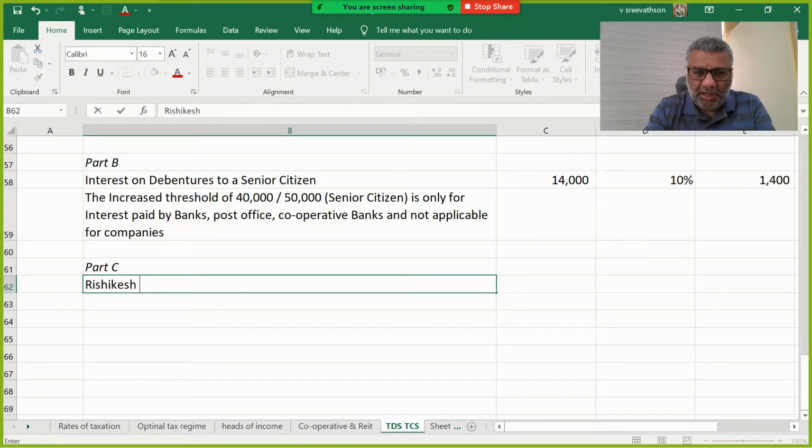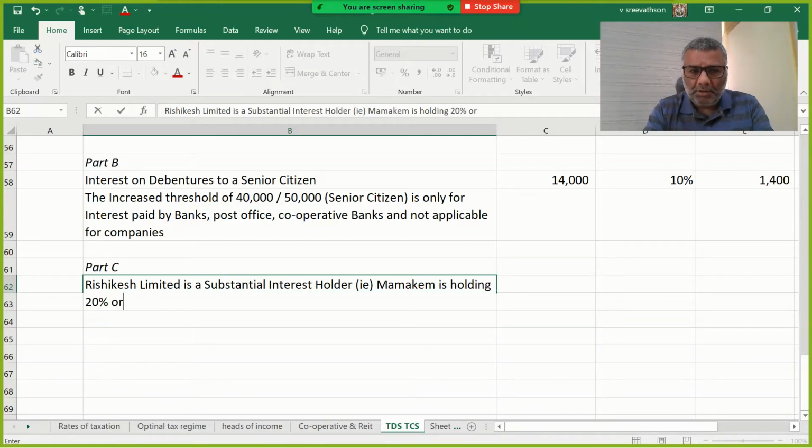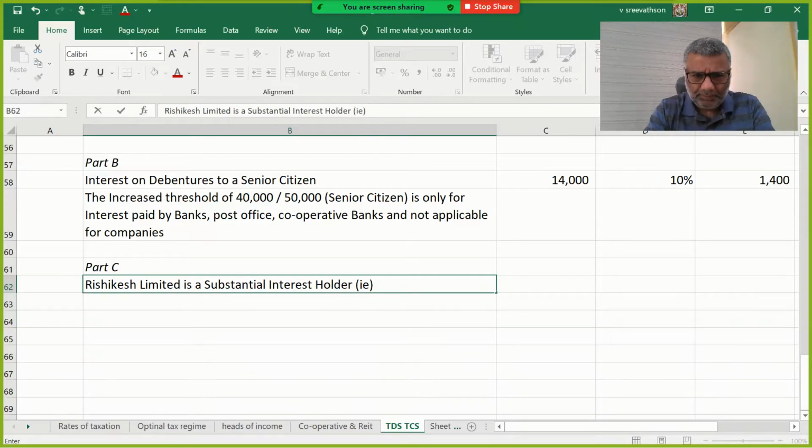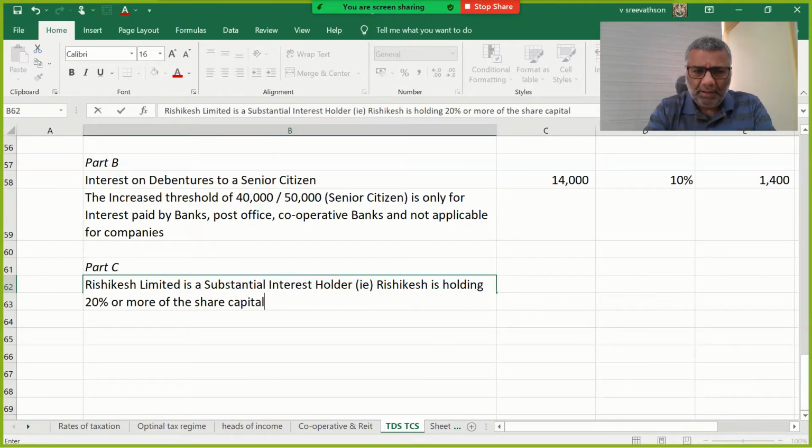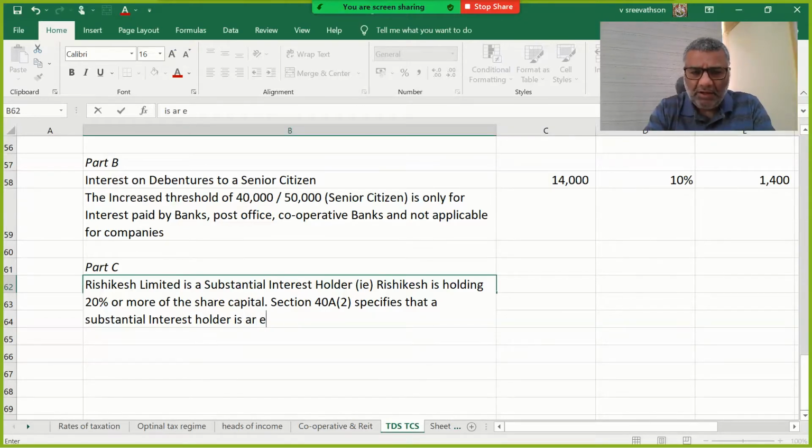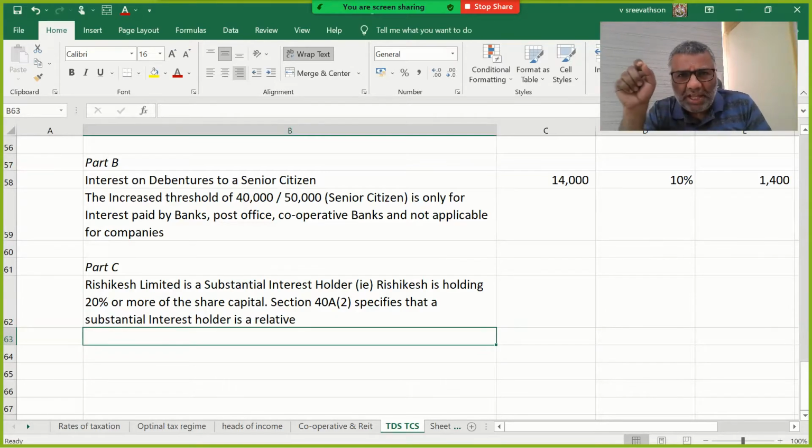Rishikesh Limited is a substantial interest holder, which means Rishikesh is holding 20% or more of the share capital. So it is a substantial interest holder. Section 40A subsection 2 specifies that a substantial interest holder is a relative.